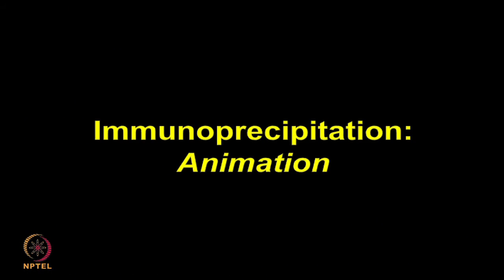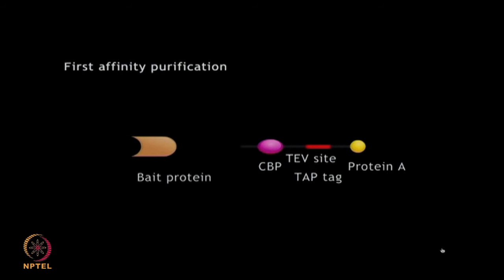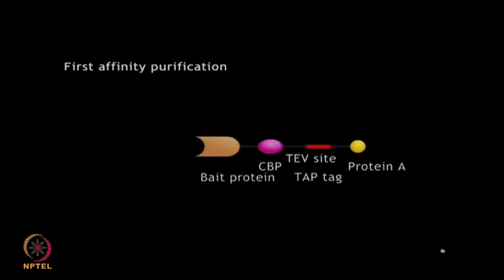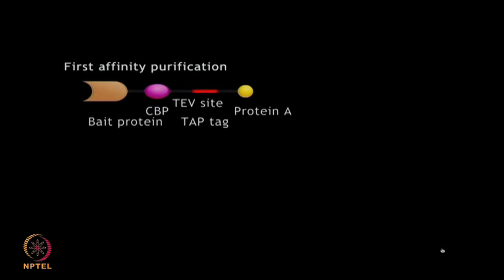So, let us go through this animation where we can go over the steps involved in the immunoprecipitation method in more detail. In immunoprecipitation, the protein of interest is fused with a TAP tag which contains a calmodulin binding peptide, a TEV cleavage site and protein A. Depending upon the proteins to be studied, this tag can be modified.